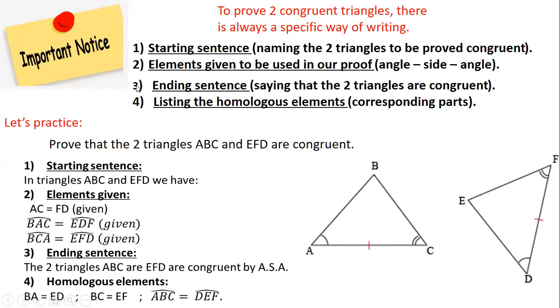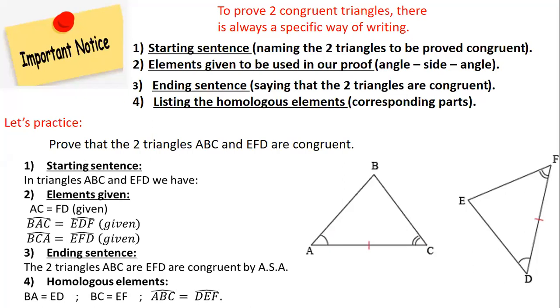Step number 3, after finding angle, side, angle, we say that the two triangles are congruent. Then we list the homologous elements, or we call them corresponding parts. Now I'm going to stress what we mean by homologous elements. Let's start with this example here. Let's practice this example. Please, Adam.